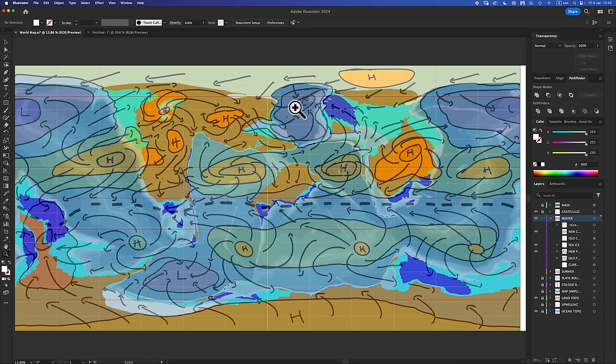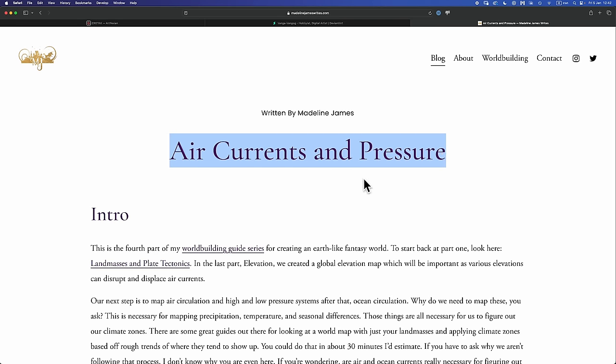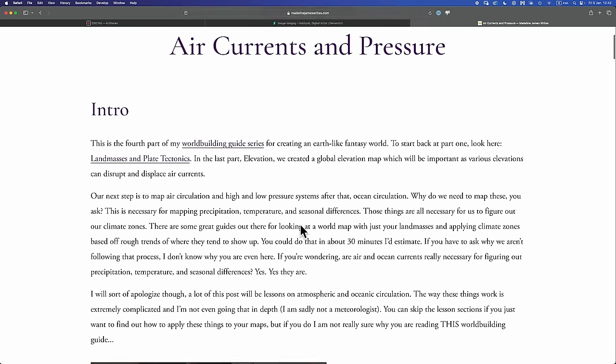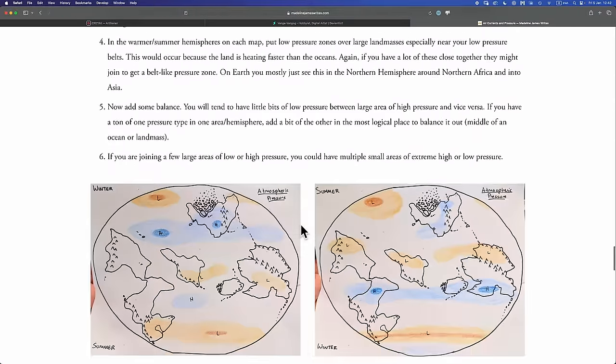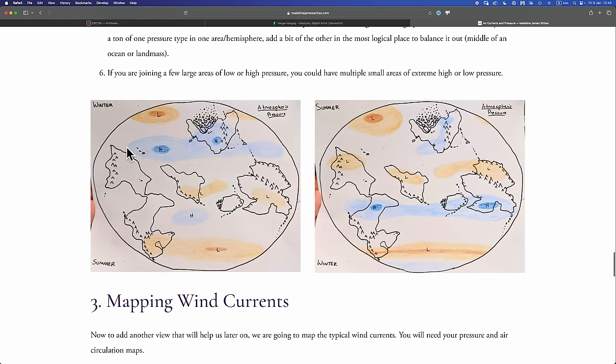Now, if you're intrigued by this and you want to make something very similar, Madeline James Wright has your back. In her air currents and pressure tutorial, links in the usual places, you'll find that if you follow the steps she outlines, at the end of the process you will end up with something that looks remarkably like what Ross had. We have these low and high pressure systems, sometimes forming cells, sometimes forming bands, gradation of pressure going on, very akin to what Ross had.